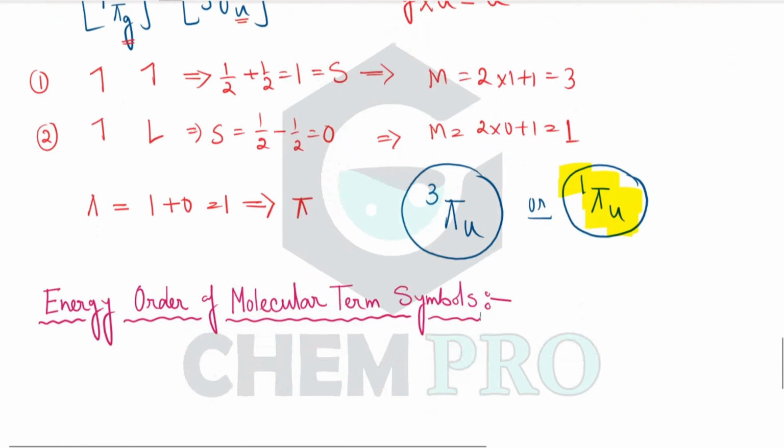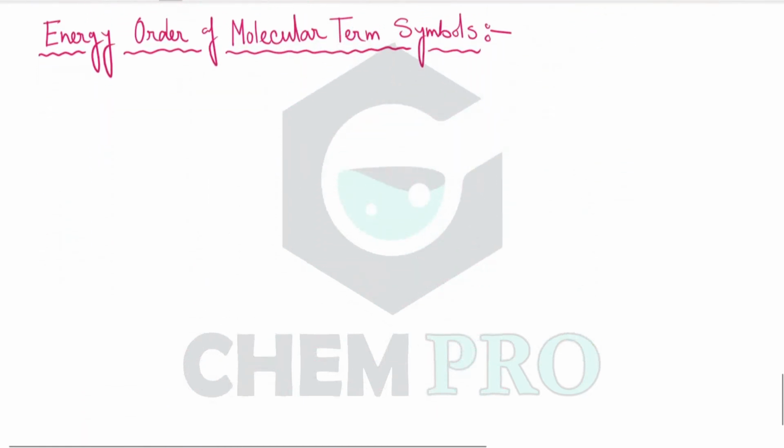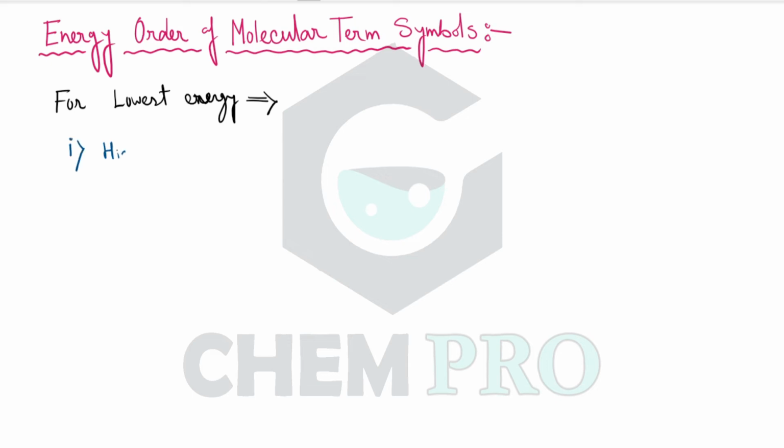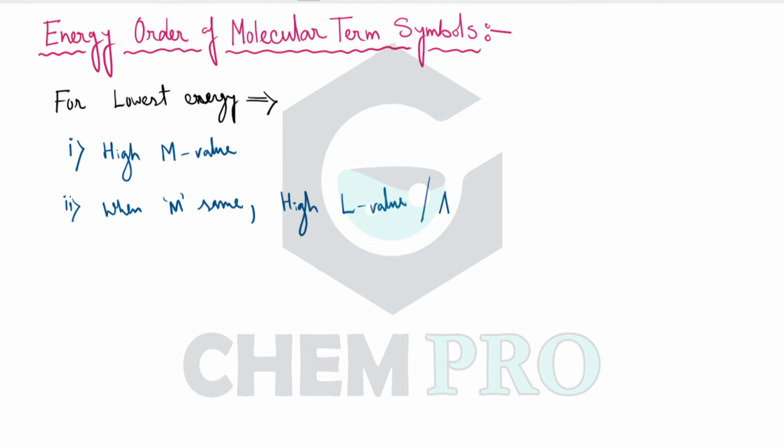Now another important topic is the energy order of the term symbols. For the lowest energy term symbol, we first have to find the highest multiplicity, or M value. The one which has the highest M value will be the lowest in the energy order sequence. And when the M value is the same, then we have to find the highest L value, or the highest lambda value.